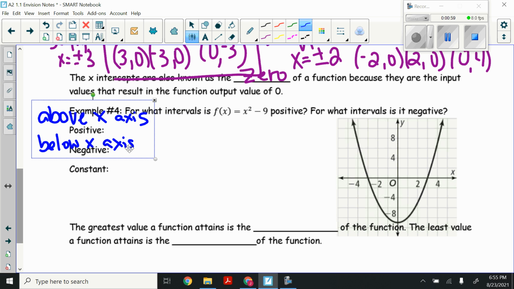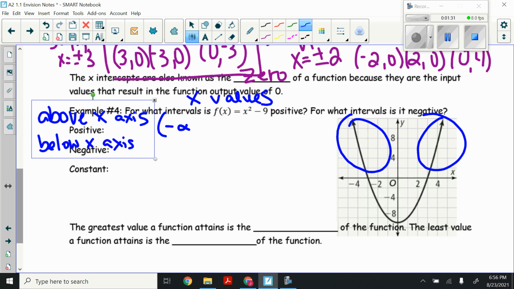All right, so let's look at this. We have a parabola, right? Because it's U-shaped. So above the x-axis is positive. And again, intervals, we're looking at x values. An interval is going to be the x values that we put in. So the smallest x value, again, we're starting at negative infinity.